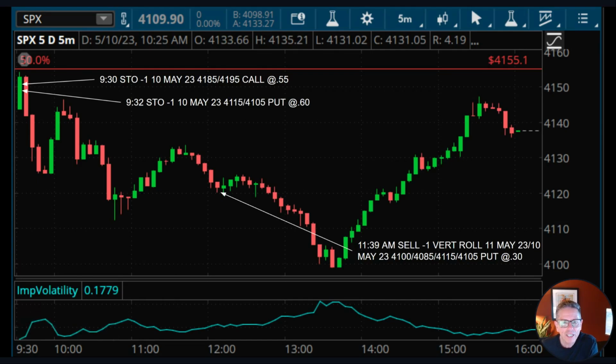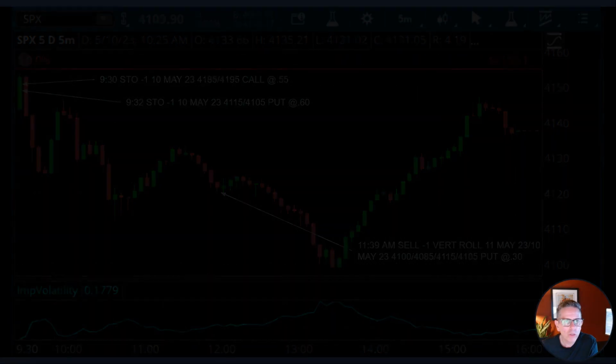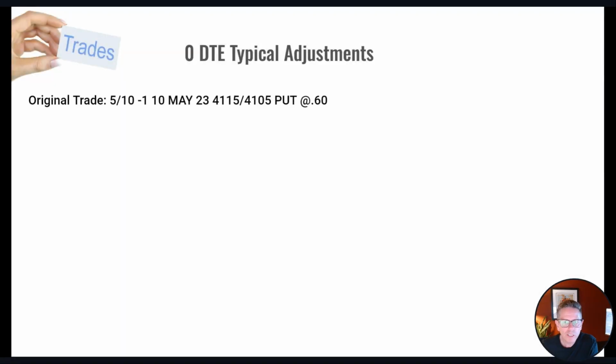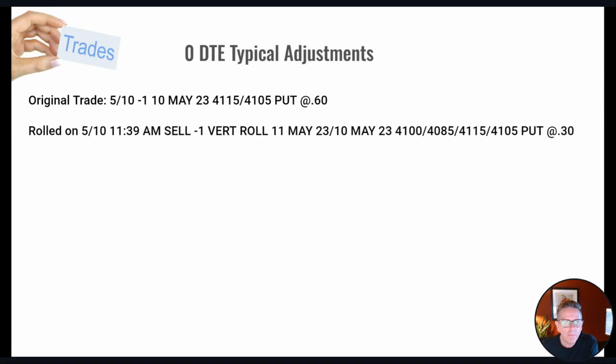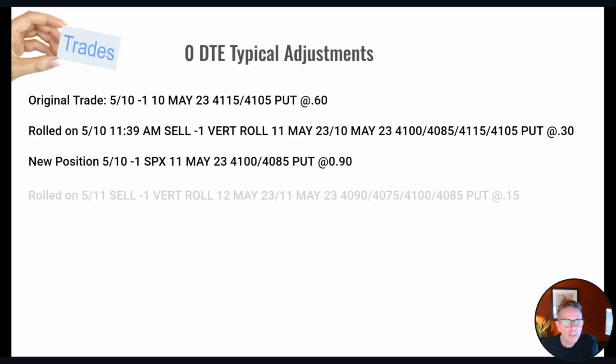All right, so what happened here? Let's walk through this. We got a put at 60 cents, and then we had to roll that trade. We got a 30-cent credit for that. And then we put on a new trade for that position, and this was 4100, 4085 at 90 cents.